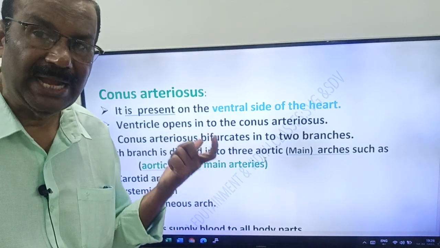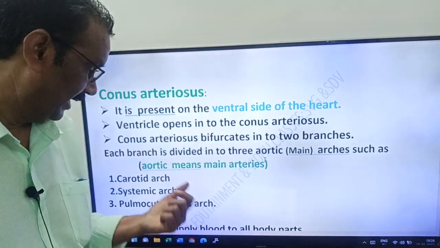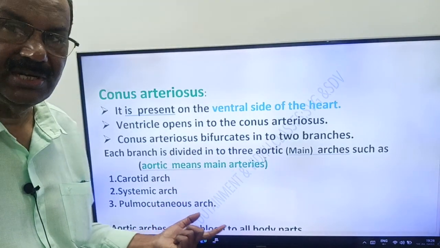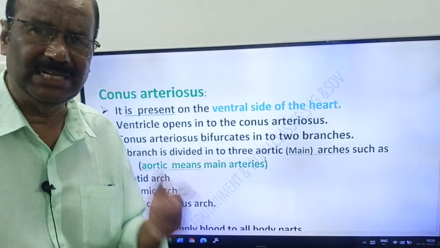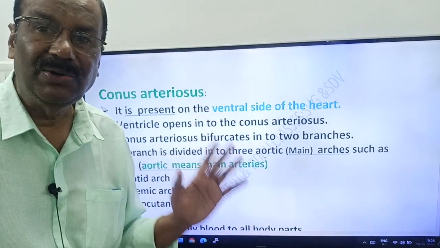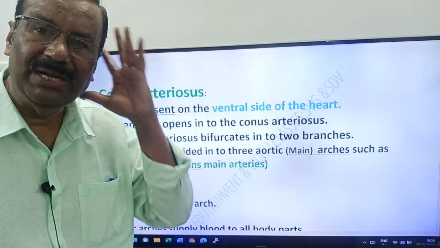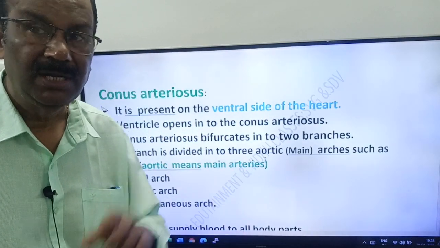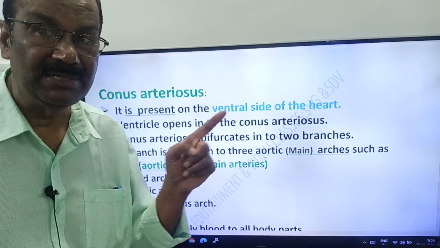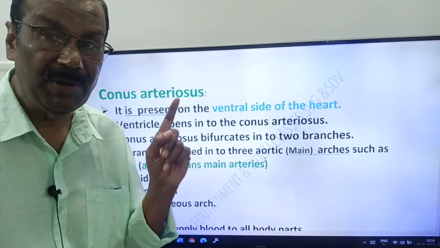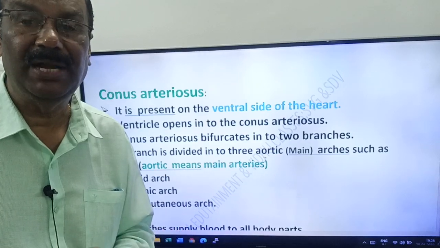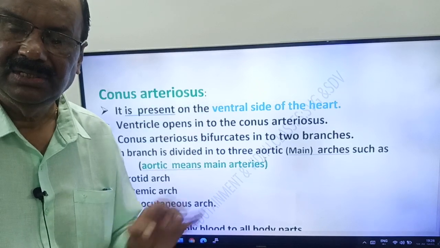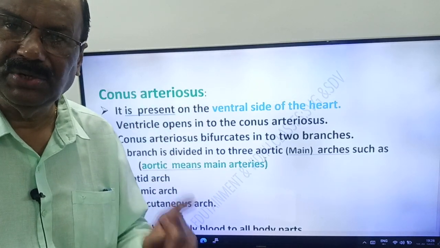Carotid arch or carotid artery, main artery. Systemic arch, systemic artery. Pulmocutaneous arch. Friends, here I have not given, in the textbook also not given, but you remember, carotid artery or carotid arch supplies blood to the head. Systemic arch supplies blood to the body parts. Pulmocutaneous, pulmo means lungs, friends, cutaneous means skin. Pulmocutaneous arch supplies blood to the lungs and skin, friends. Okay, carotid arch, systemic arch and pulmocutaneous arch.